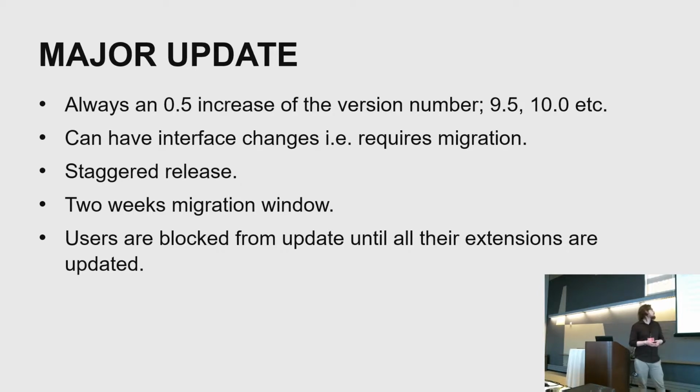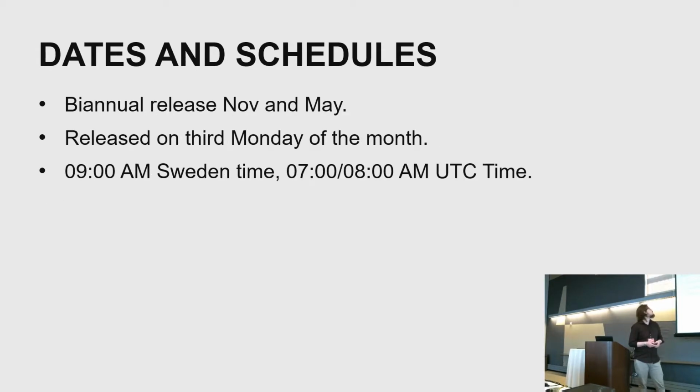There is a 2-week migration period, so whenever we release a major, the extensions should migrate within 2 weeks. And also, all users are blocked from updates until all of their extensions are in the new official box, so 10.0 box, 10.5 box, etc. It's a biannual release, one in November, one in May. They're released on the third Monday each month, and that's the same thing with all of our hotfixes and patches.